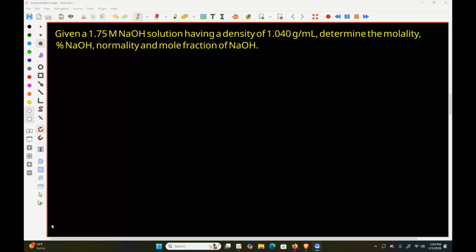I prefer to break down everything that I think I'm going to need before I get started trying to solve the problems. So let's do that. I have 1.75 moles of sodium hydroxide. Let's convert that into grams.